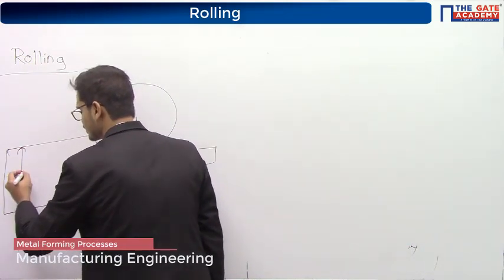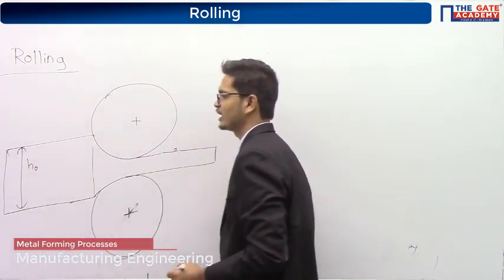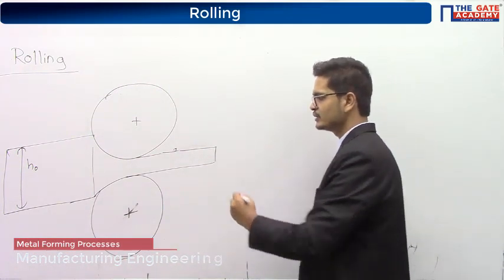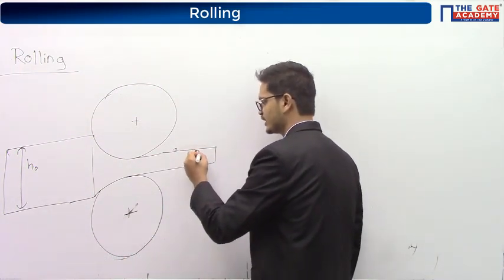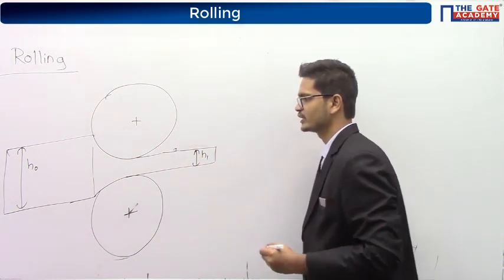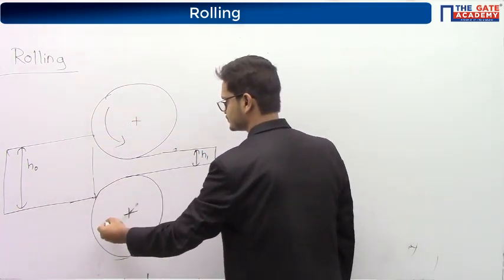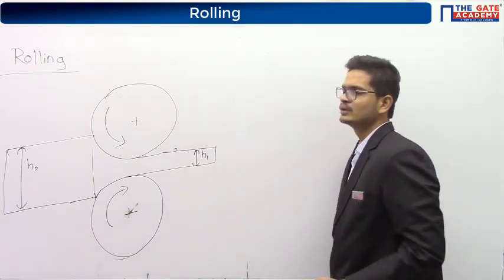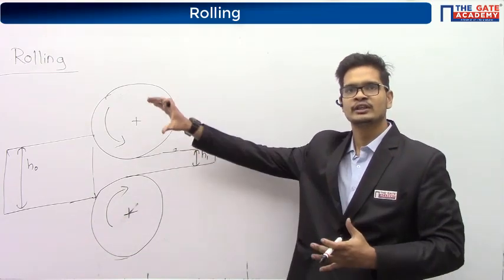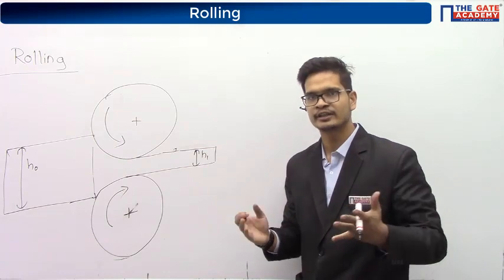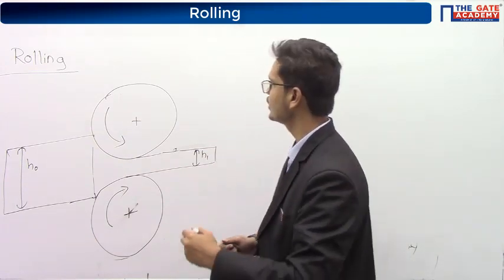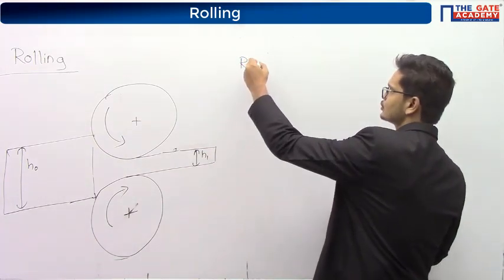Let's say this was the initial thickness. I am taking that as H0 and H1 is the final thickness. These two rollers are rotating. These rollers are inside some mills. Those mills are called rolling mills.